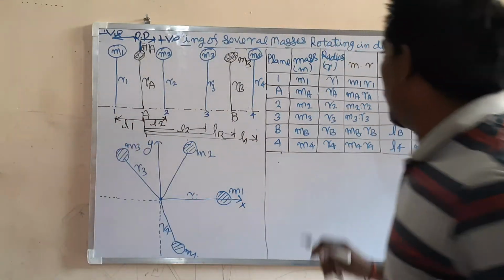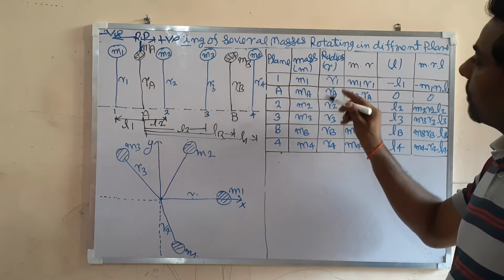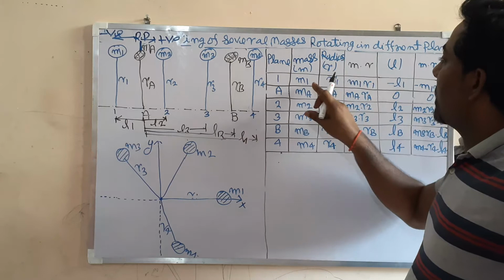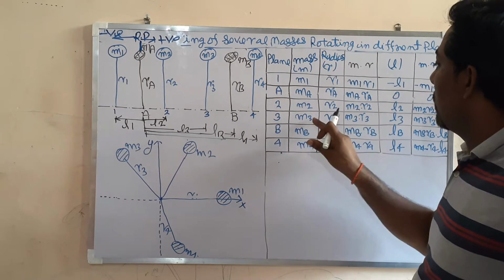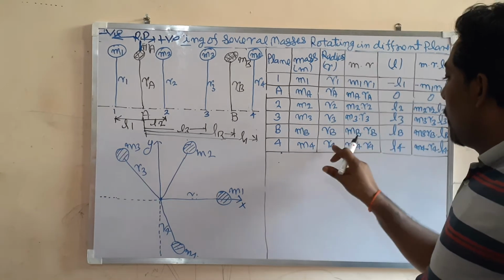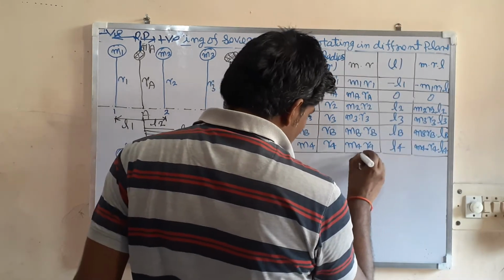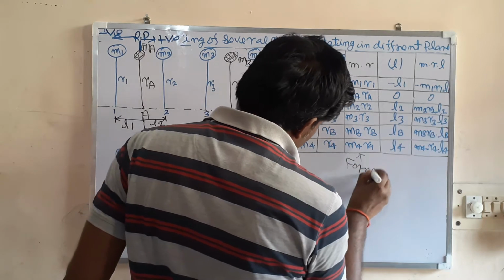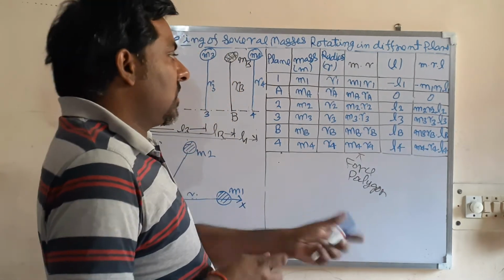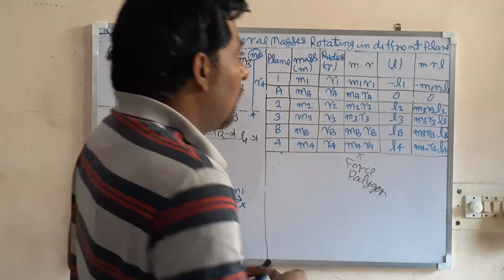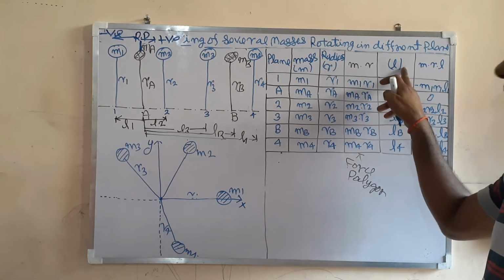Now what do you have to do? Multiply both these columns and find M into R. So M1 R1, MA RA, M2 R2, M3 R3, MB RB, M4 R4. From this column we are going to draw the force polygon. Now, this is the distance of the plane, L, from the reference plane.